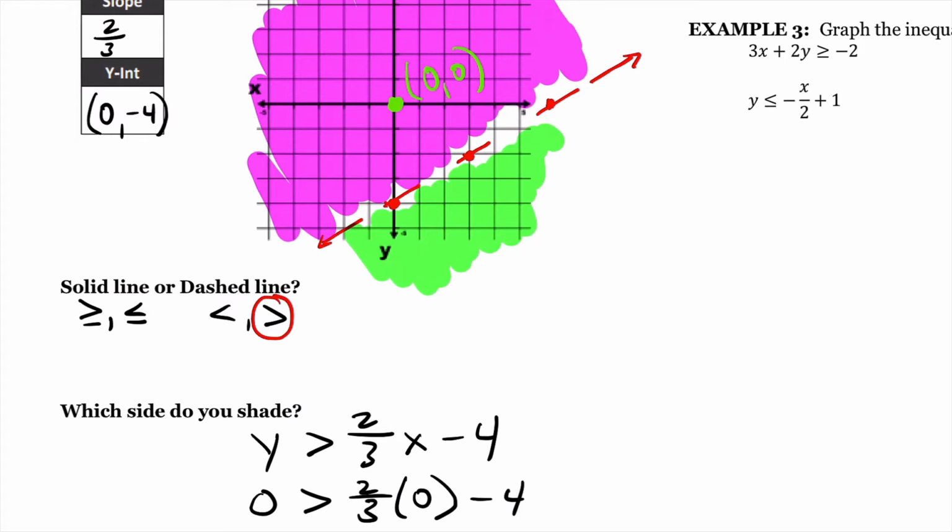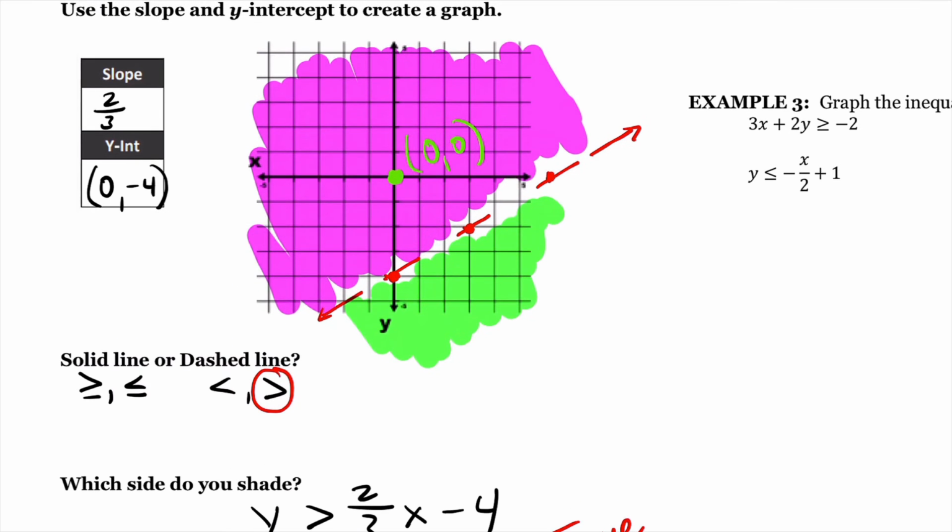So I have 0 for y. X, 2/3 times 0. Well, what is 2/3 times 0? 0. Nice. Goes away. What am I left with? -4, right? So is this a true statement? Is 0 greater than -4? Yeah, 0 is bigger than all the negatives, so it's true.